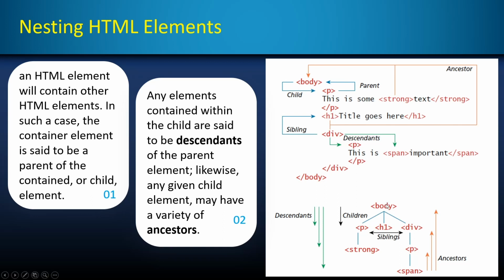There is a concept of descendants and ancestors. For span, the ancestors will be p, div and body. For the strong, the ancestors will be p and body. For h1, the parent will be body. This is how the nesting of HTML elements follows. Any elements contained within the child are said to be descendants, as I have already explained, of the parent elements. Likewise, any given child element may have a variety of ancestors. If you have this strong tag, it will have ancestors p and body, not h1.